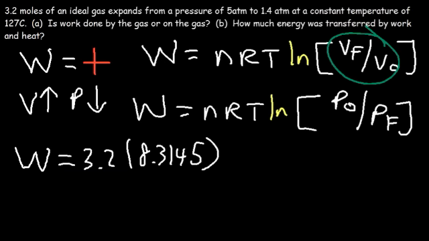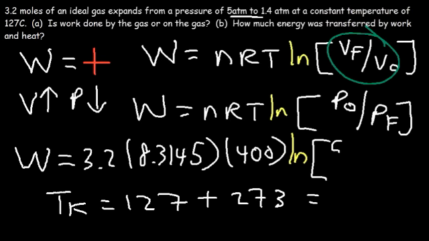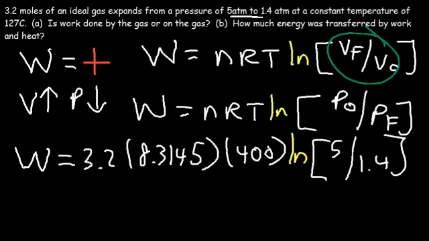So to get the Kelvin temperature, we need to add 273 to 127. Which is about 400 Kelvin. Let's multiply that by the natural log of the initial pressure, which is 5 atms, divided by the final pressure of 1.4. So the work done should be positive, and it's done by the gas.